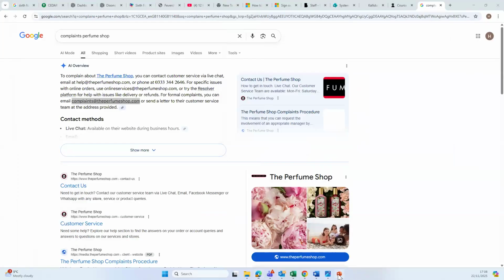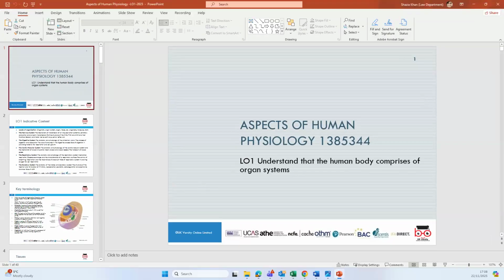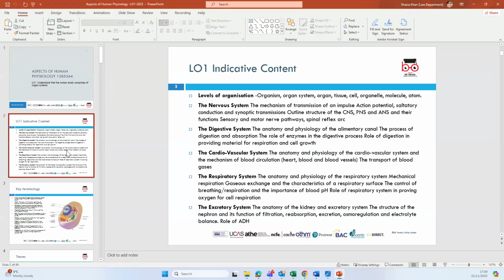So we're going to be looking at the slides today and at learning outcome 1. For this unit there are only two learning outcomes. The first one is today's session, where we look at aspects of human physiology, and learning outcome 1, which is to understand that the human body comprises organ systems. The indicative content for this one is levels of organization: organism, system, organ, tissue, cells, organelle, molecule, atom.